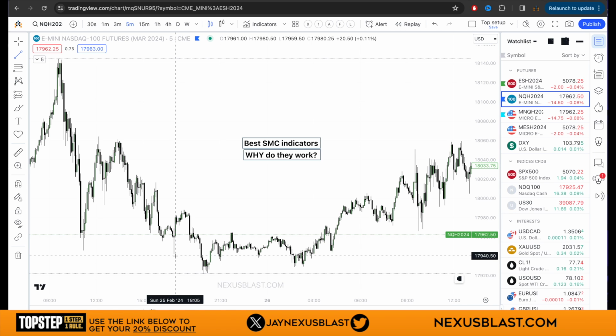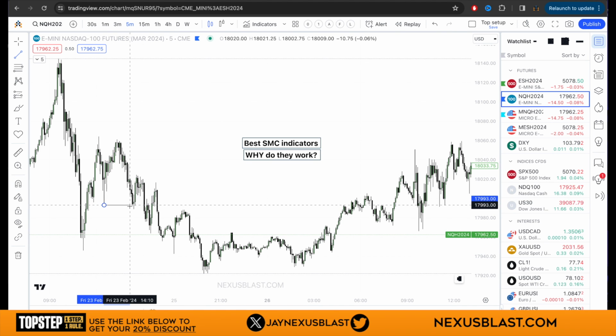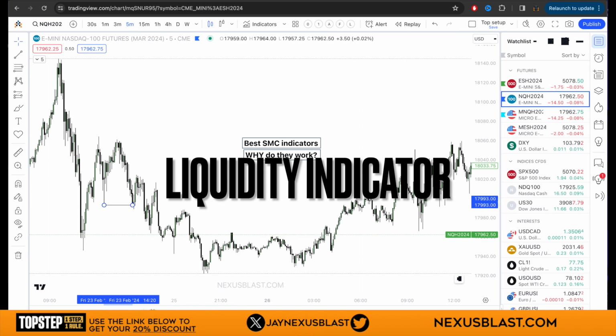Here are the 4 things you absolutely need to see on your charts to be a successful smart money concepts trader: liquidity, direction, velocity, and take profit targets. Indicator for liquidity: identify the right liquidity sweep.